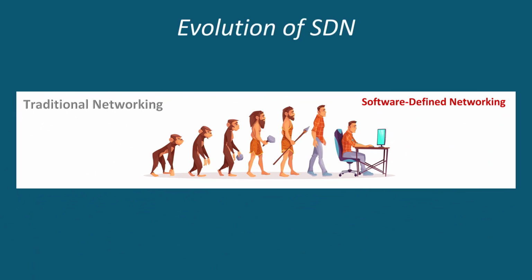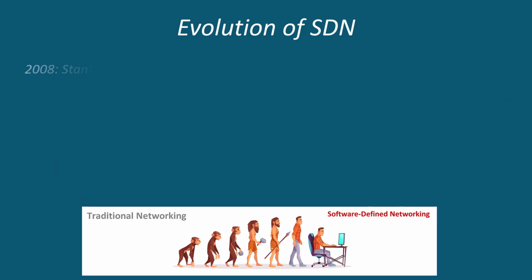If you're curious about how SDN came to be, let me give you a quick overview. SDN emerged as a response to the limitations of traditional networking setups. This started with research in the mid-2000s focusing on making networks more flexible and easier to control. Here are some important milestones in the evolution of SDN. 2008, Stanford University introduced the concept of SDN with the OpenFlow protocol. This allowed for centralized control over network switches.